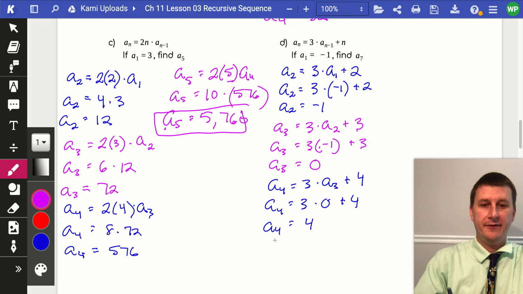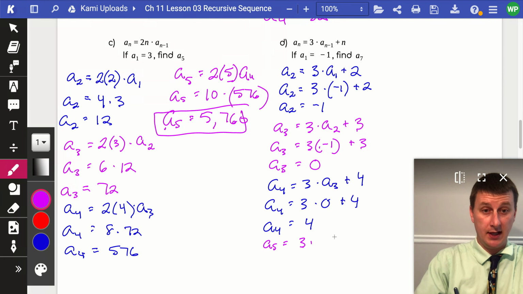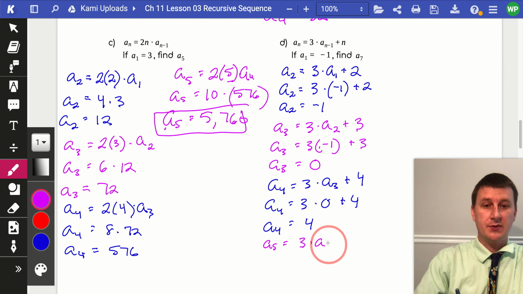Ready for a sub 5. Almost there. A sub 5 is going to be 3 times a sub 5 minus 1, which is a sub 4, plus n, which is 5. A sub 5 is going to be 3 times, well, we just saw a sub 4 was 4. 3 times 4 plus 5. And a sub 5 is going to be 3 times 4 is 12, plus 5 is 17.